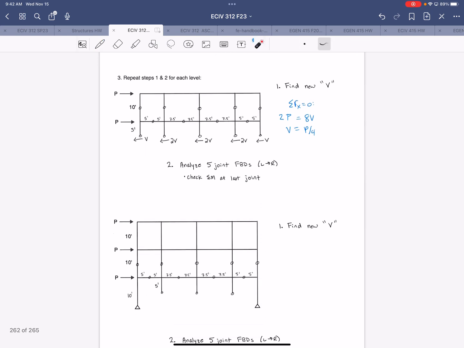All right, and then from there, you isolate each joint. So you've got the hinges in the columns above and below the joint and the hinges in the beams on either side. So you're going to isolate those joints, have 5 free body diagrams. I'll sketch these in. All right, these colors.